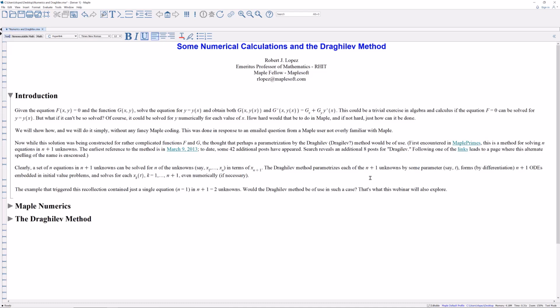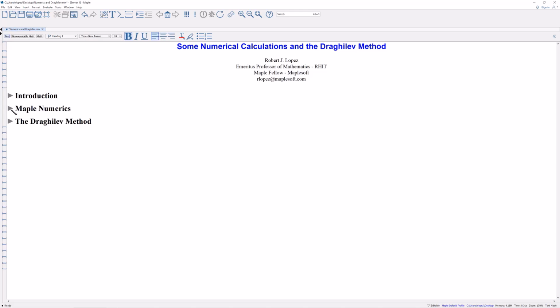So this example that I was trying to explain to the person who sent me the email triggered this recollection, and I realized, wait a minute, n is 1. N is the number of equations, one equation, and there are two, n plus 1, two unknowns, x and y. Would the Draghilev method be of use in such a case? And so I'm going to explore that. To what extent is the Draghilev method useful, and is this notion of parametrization really helpful or not? So, how do you explore a question like this?